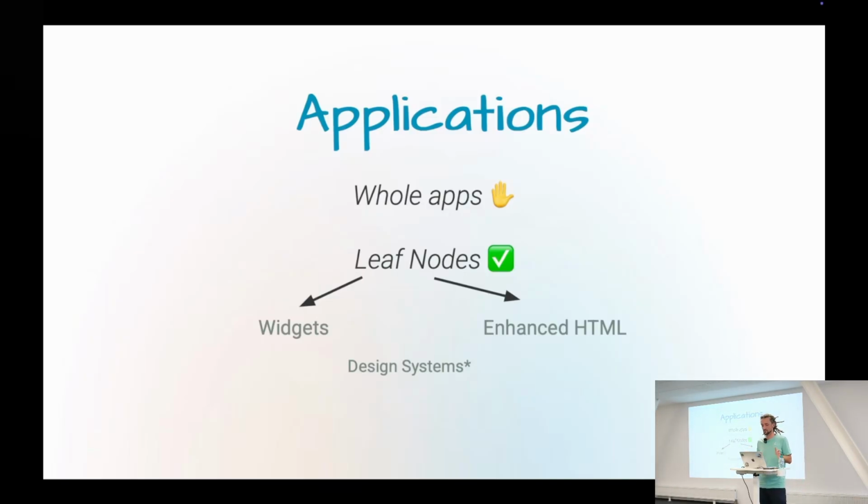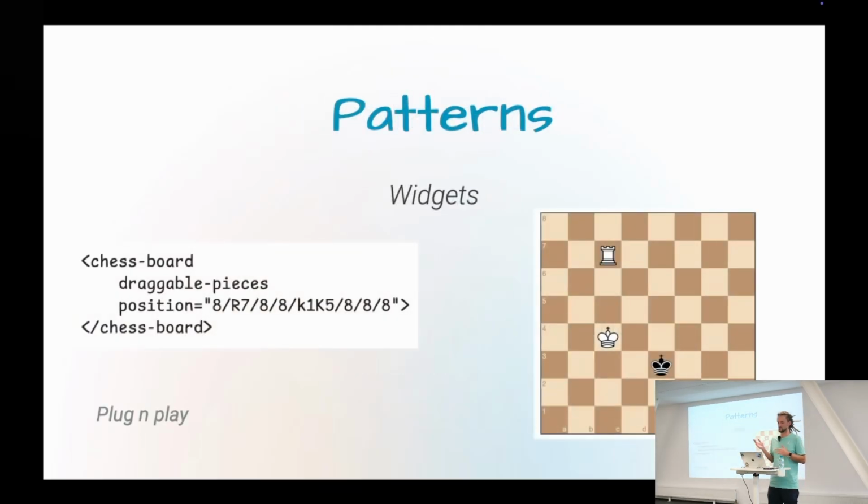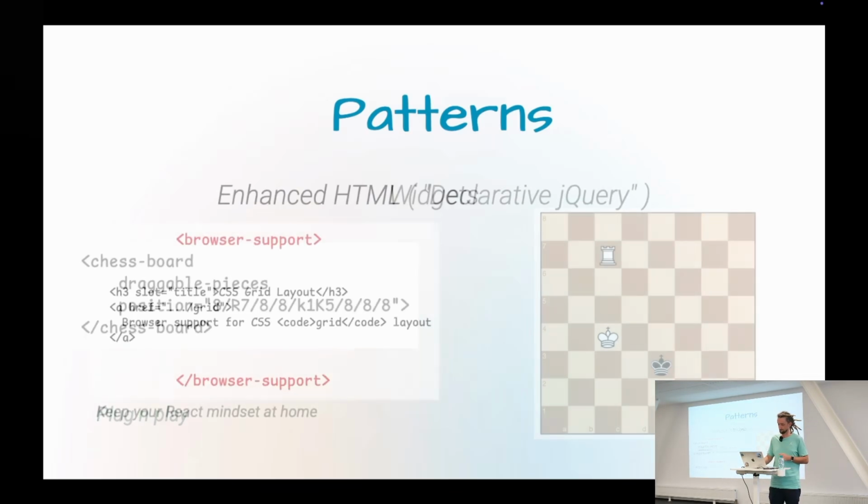Where web components shine are the leaf nodes. In particular, some kind of standalone widgets, or using them to enhance HTML, or even to write design systems. What I mean by widgets? Let's say part of the functionality of your application doesn't need server-side rendering and other related things. You can just implement a chessboard, put it on your web page, and your users can play a game of chess. If they don't have JavaScript, well, no chess for you, but this is a very good use case for a reusable web component that you can plug and play across various applications that you have.